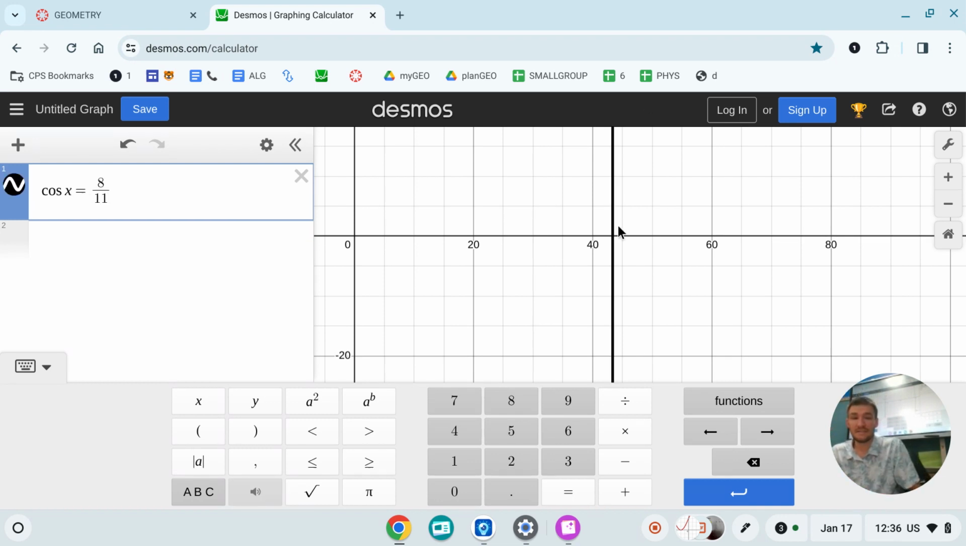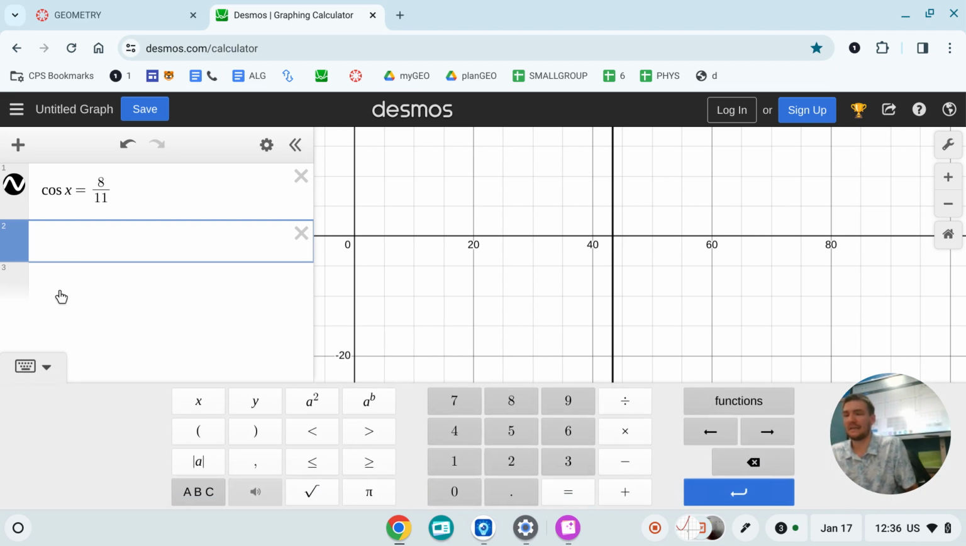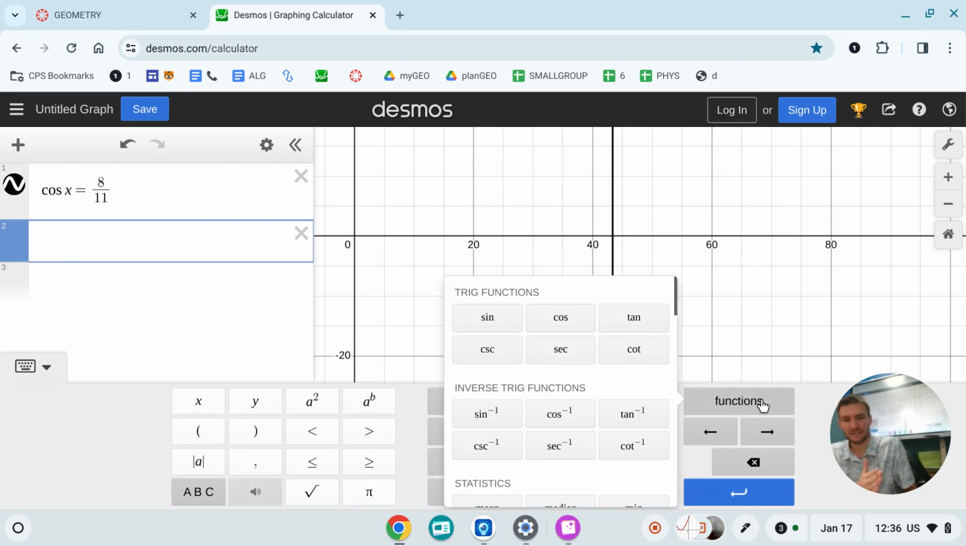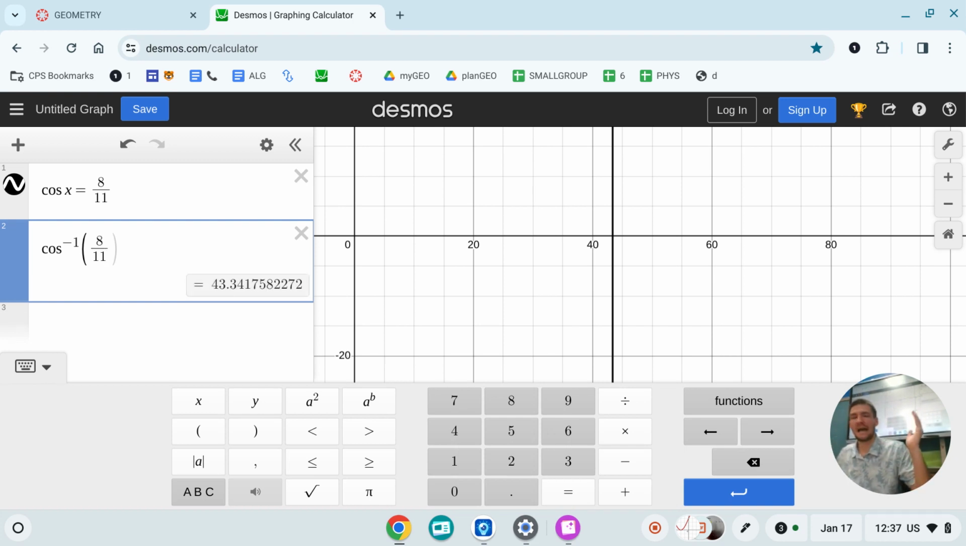And there it is. It looks like it's a little bit more than 40 this time. Maybe it's 44, maybe it's 43. But same deal, it's not telling us exactly where it is. And it's not a long process. Keyboard, functions, inverse. And this time, of course, we're going to choose the one that says cosine. Then you just type the fraction, 8 over 11. And exactly what we thought, 43, a little bit more than 40, 43.3.